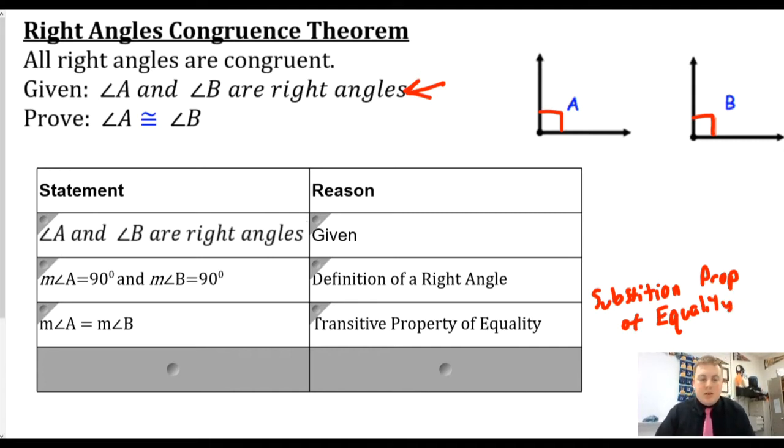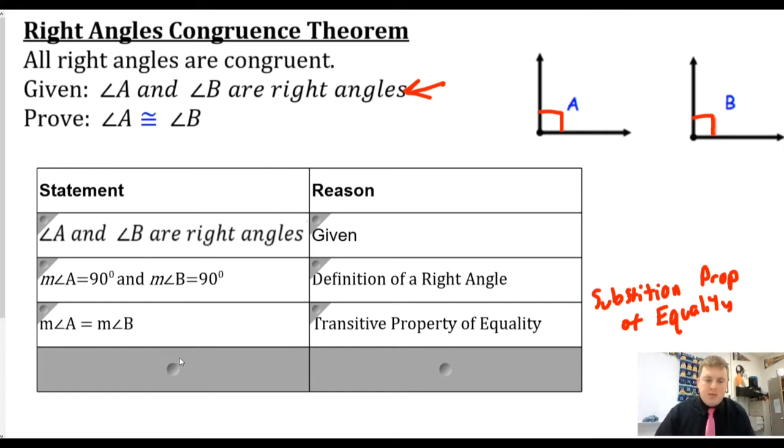Anyway, that brings us down to our very last step. Right now we're talking about the measures of angles. Whenever you're talking about the measures, you have that little m in front of it. We want to prove that these angles are actually congruent. So we need to switch from talking about measures and equality to switching to talk about congruency.